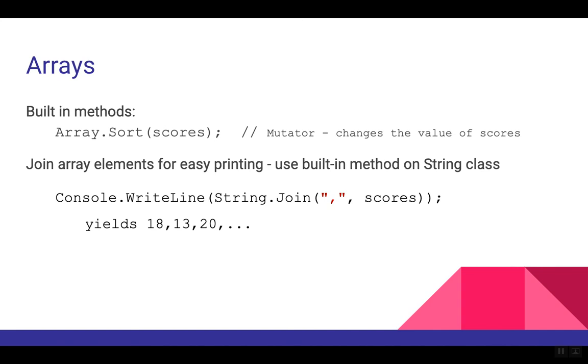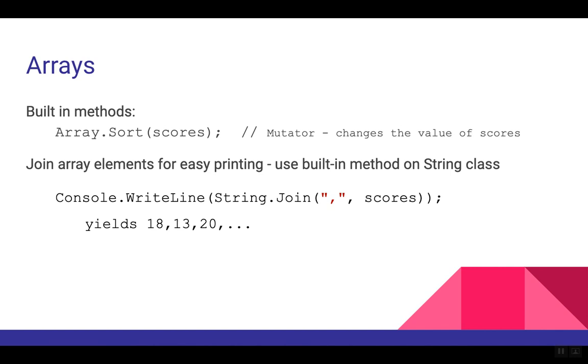So the sort is a mutator function. Remember we talked about accessors versus mutators? An accessor was string.toUpper. What is the difference between an accessor and a mutator? Anybody remember? If you're watching the video, you can just rewind about 45 minutes and you can find the answer.